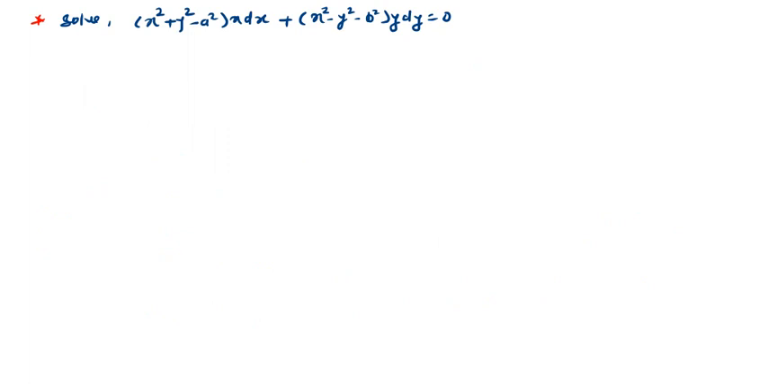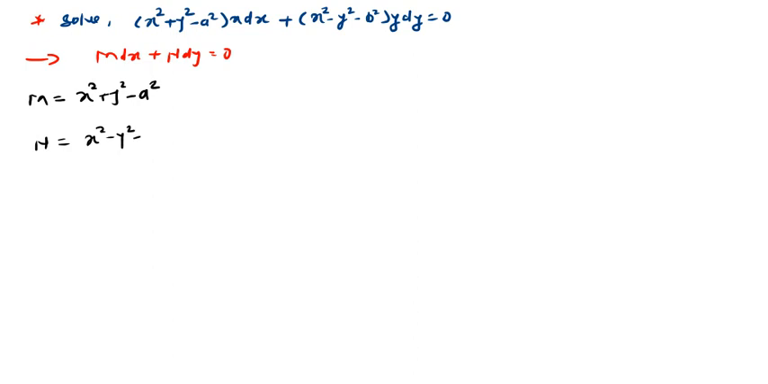Again we will see one more example over exact differential equation. So again comparing with M dx plus N dy equal to 0, the value for M is x square plus y square minus a square, and N is nothing but x square minus y square minus b square. Now find out the different values for ∂M/∂y and ∂N/∂x. So differentiate M with respect to y, so the derivative of x square with respect to y will be 0.